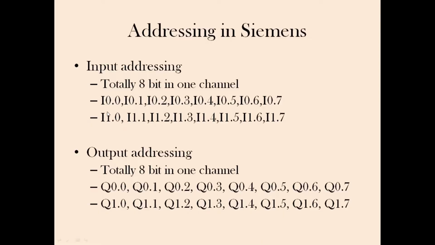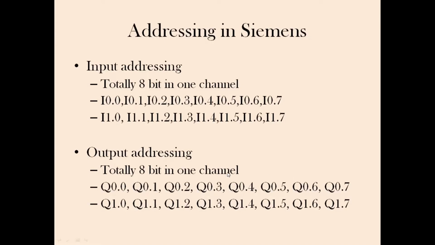Same thing. I here is representing the input. Can you look at the output addressing? Here we are representing the output with a Q. Q0.0, Q0.1. So it is nothing but a bit. On the whole, all 8 bits is one channel. That means 1 byte is one channel, and in one channel we have 8 bits. So in one channel or 1 byte we can take the address of 8 DI. If you are looking at this, it will be 8 DO. This is for digital IOs.